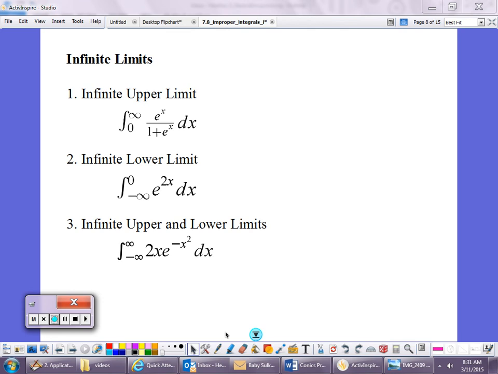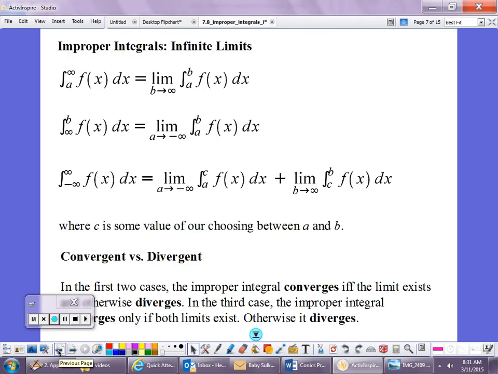So in the last video, I talked about indefinite integrals, and I introduced this idea that we can find the value of these improper integrals by using limits. In the example that I gave, we had an integral from 1 to infinity of a function, and we converted that to the limit of another integral.